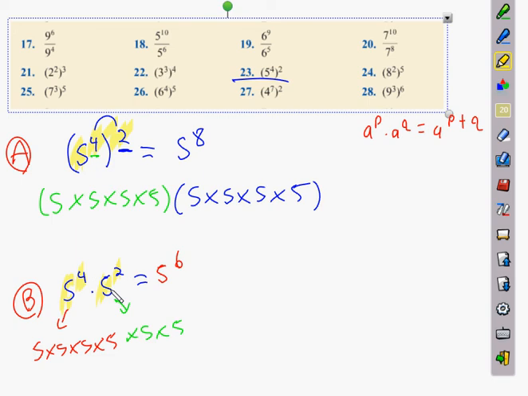I'm just wondering, what isn't the 5 factors going to do? It just means you're multiplying 8 5s by each other. Because that's what you're doing. 4 of them in there and 4 of them in there. Okay guys, we're going to do another one.